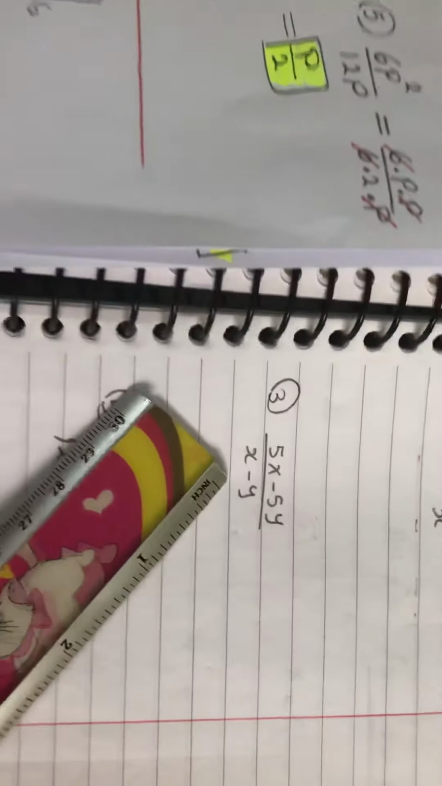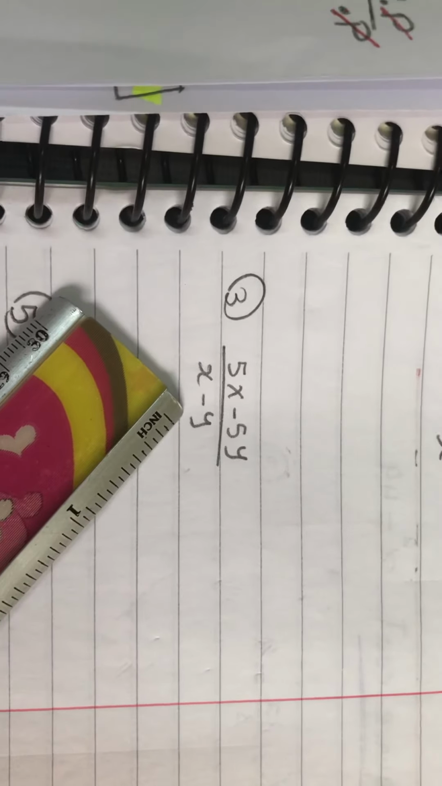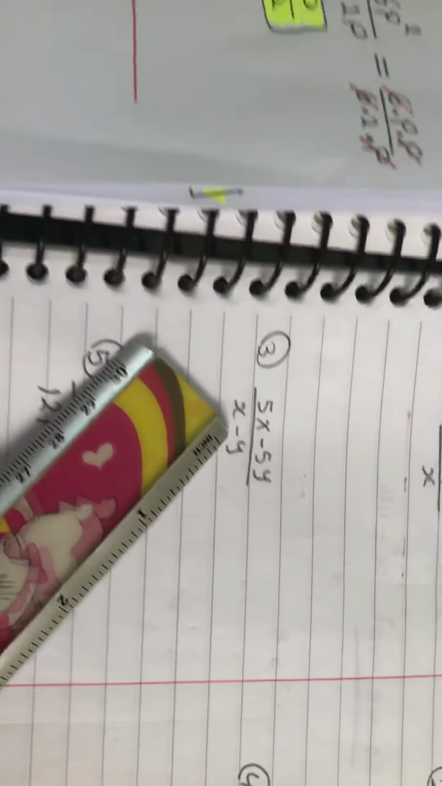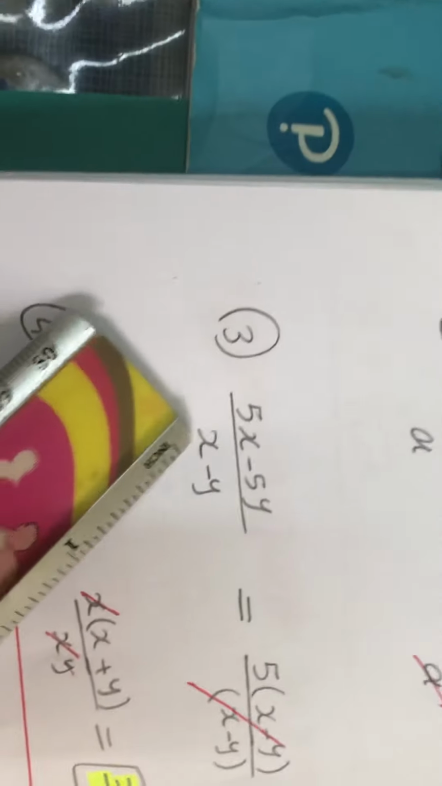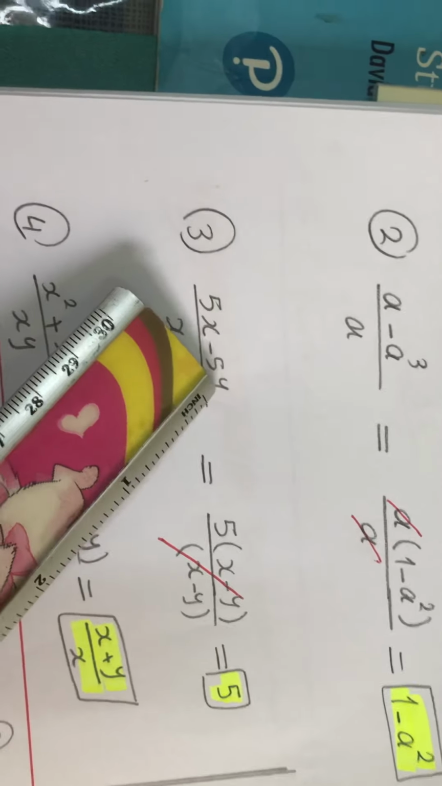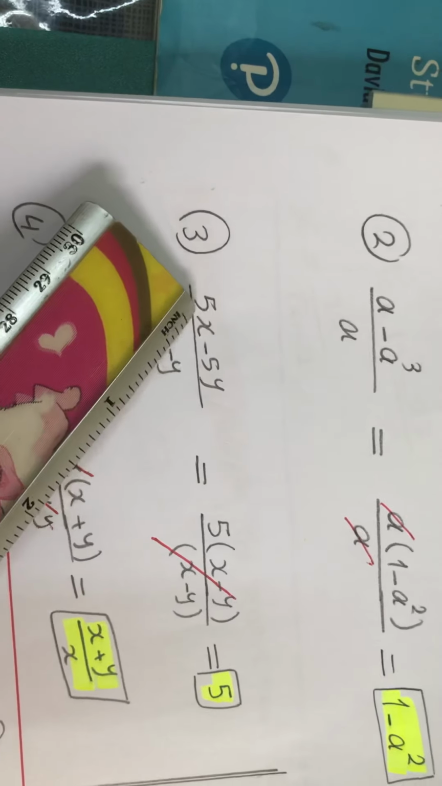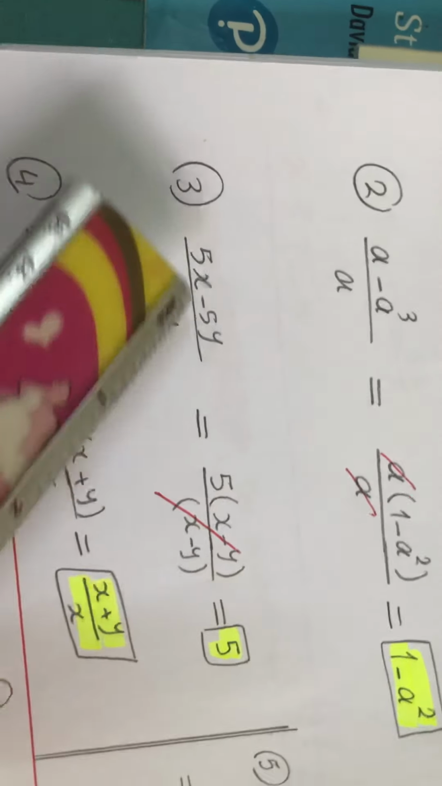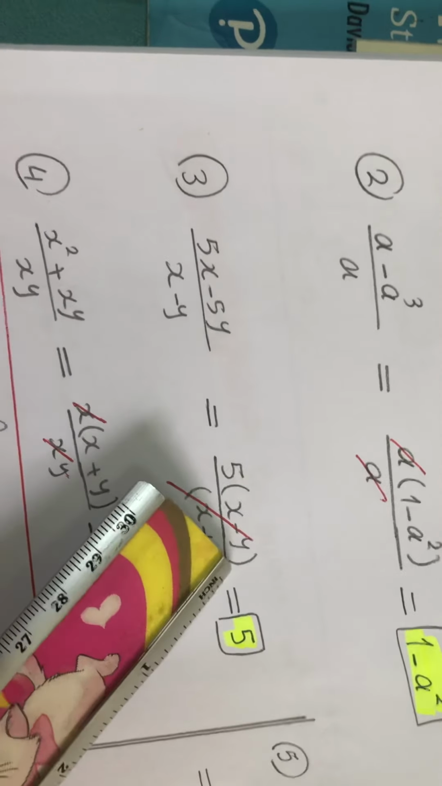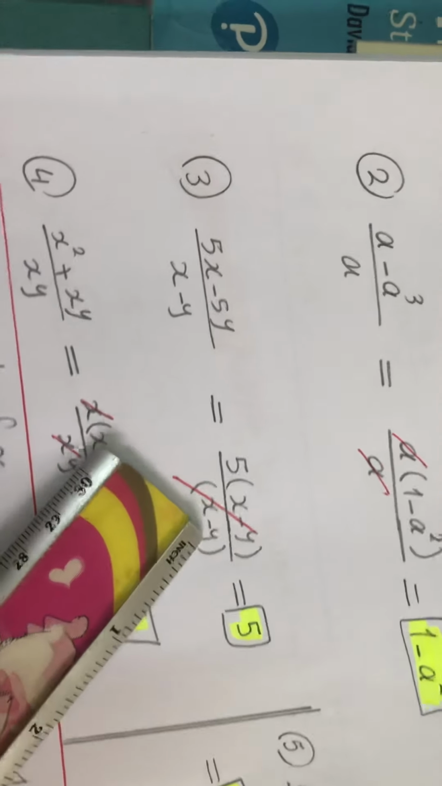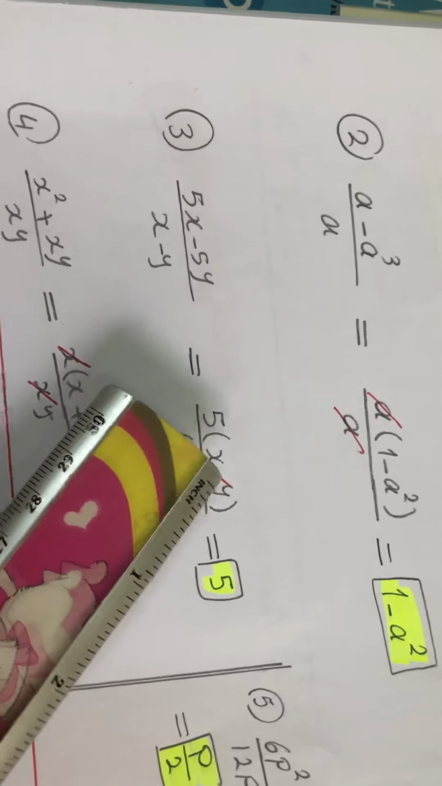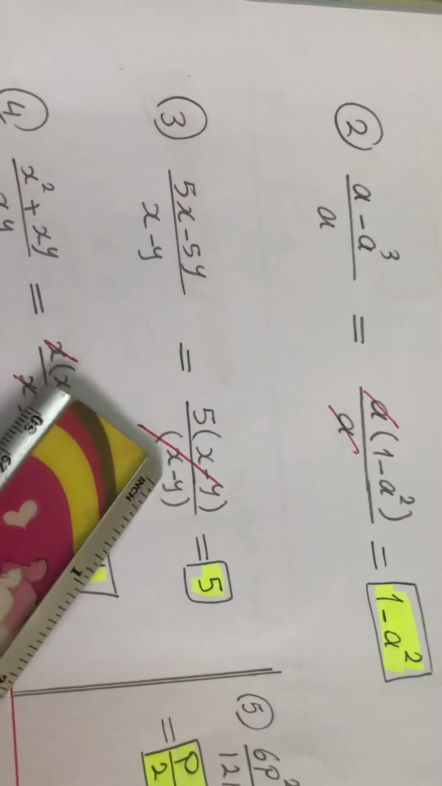In number 3, I want to simplify this fraction. So I have to factorize the numerator and the denominator. The denominator is already in the simplest form. So I'll take a common factor between the terms, which is 5. 5 and open brackets, 5x divided by 5, cancel 5 with 5. What's left? x. Negative 5y divided by 5 equal negative y. And down we have x minus y. We have up x minus y and down x minus y, cancel them.